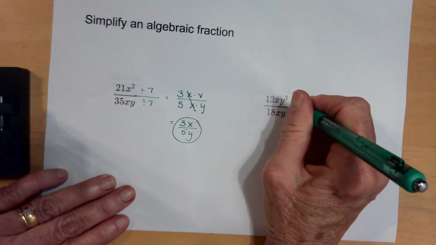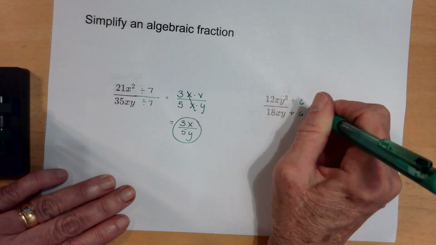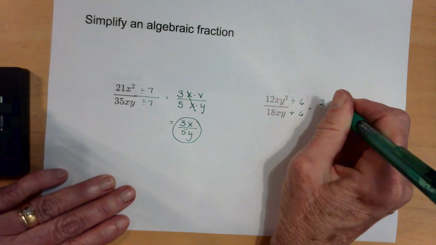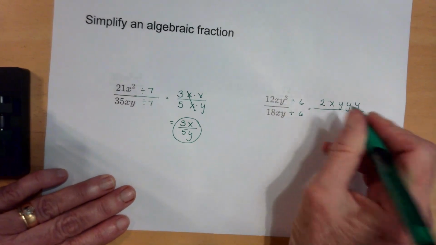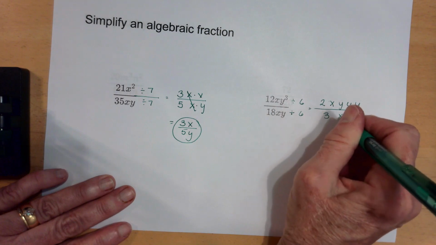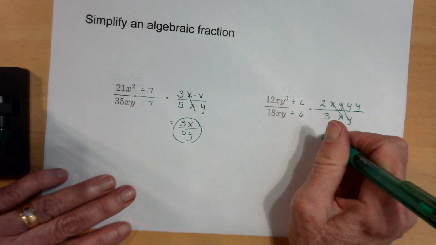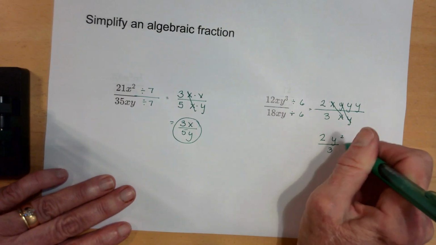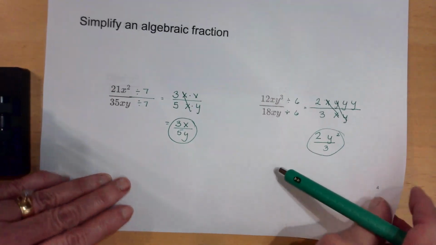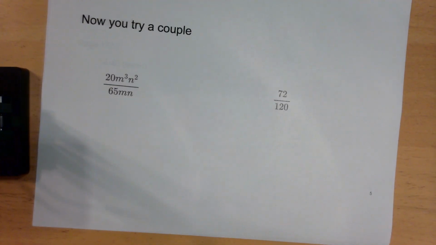I'm going to divide the top and the bottom by 6. And that's going to give me 2 x, y, y, y over 3 x, y. X over x is 1, y over y is 1. So I'm left with 2y squared over 3. Now you try a couple, come back and check them, see if you got them right.